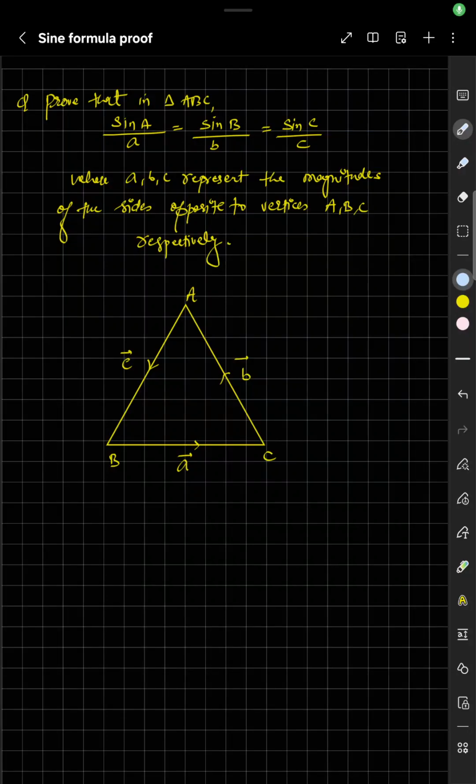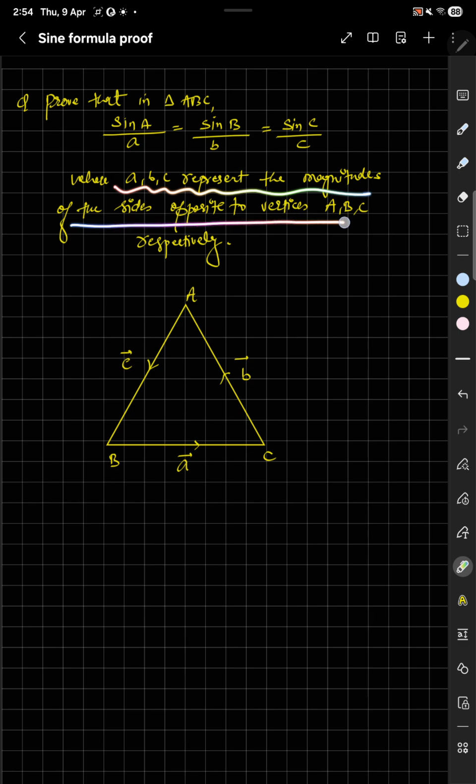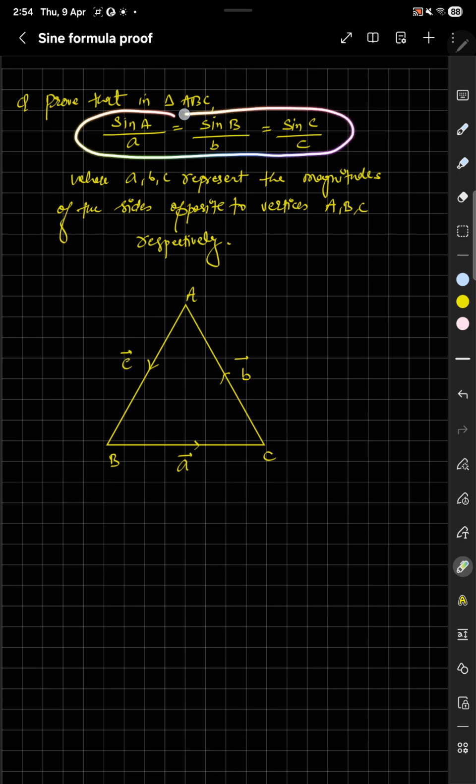In this video, we will learn to prove the sine formula that we generally use to solve many problems. Today I came with the proof of the sine formula. If a triangle ABC is given to you, where a, b, c represent the magnitudes of the sides opposite to the vertices of the triangle, then you have to prove that sine of angle A upon a, sine of angle B upon b, and sine of angle C upon c are equal.